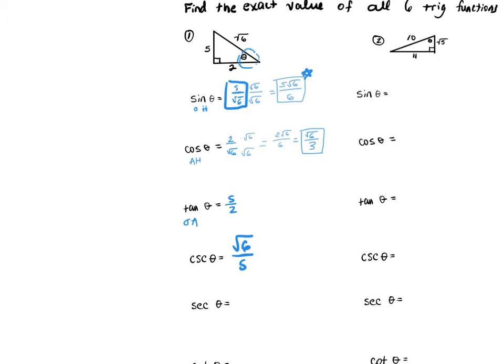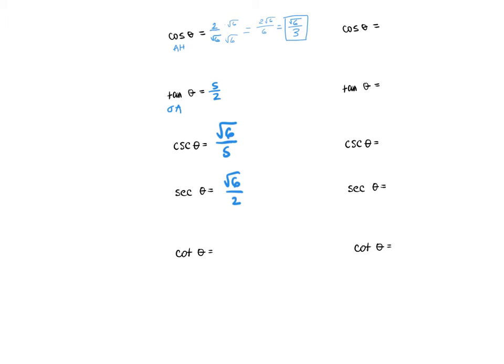And then what about secant? Perfect, square root 6 over 2. And then cotangent? 2 over 5. Any questions so far?